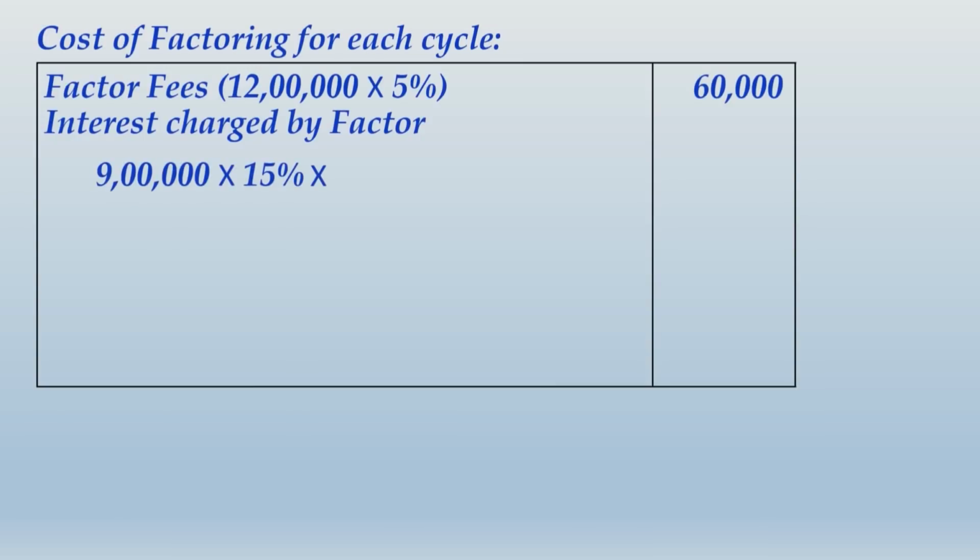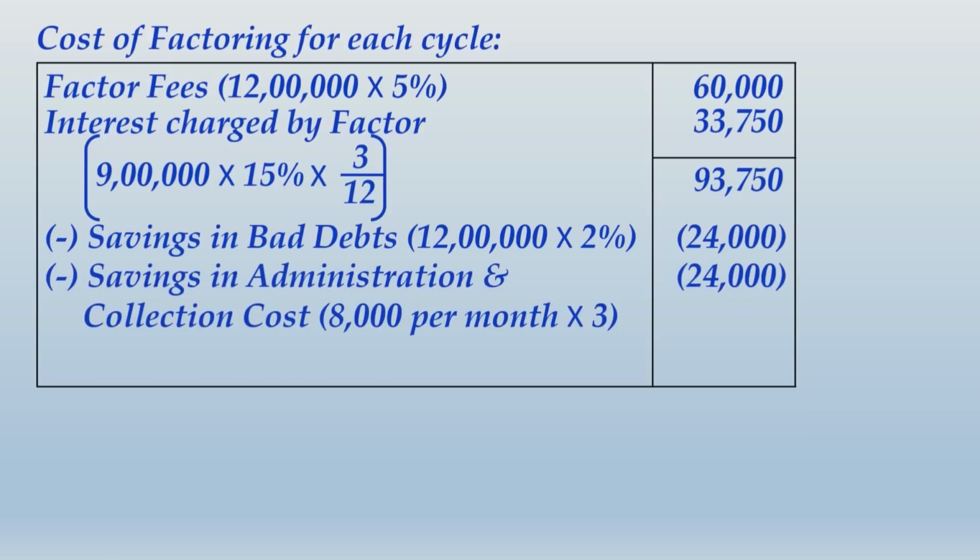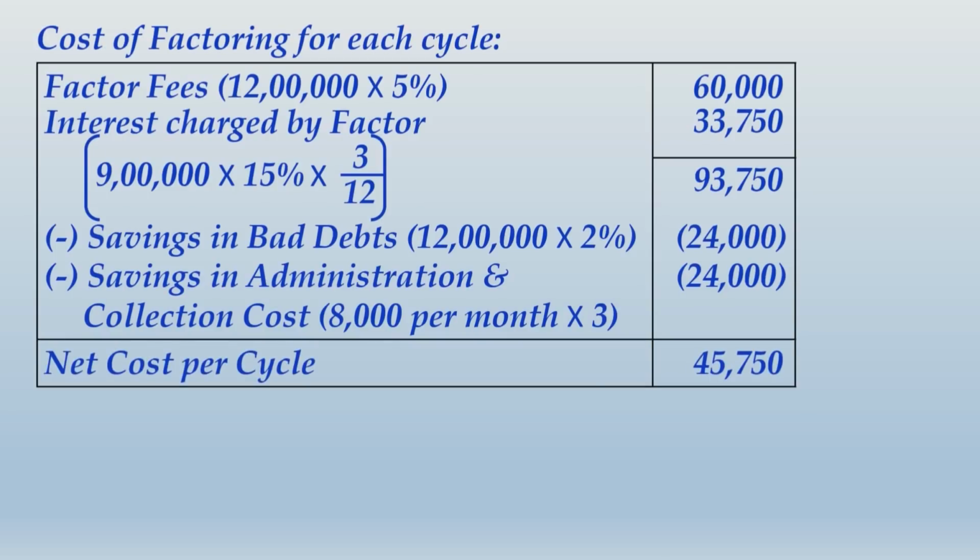Interest charged by factor will also be proportionately computed for 3 months only. That is 9 lakh into 15% into 3 by 12. That comes to 33,750. The overall cost will be 93,750. Savings in bad debts for that one cycle will be 2% of 12 lakhs only. That is rupees 24,000. Savings in administrative cost will be for 3 months again. So 8,000 per month multiplied by 3, that also works out to rupees 24,000. So net cost per cycle will be rupees 45,750.